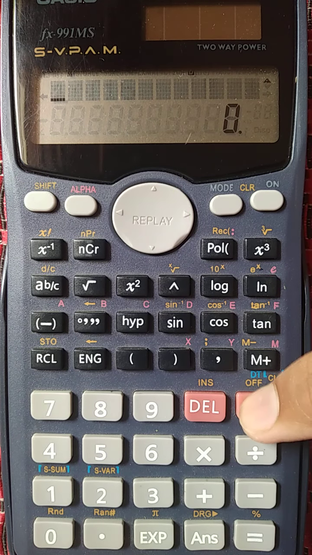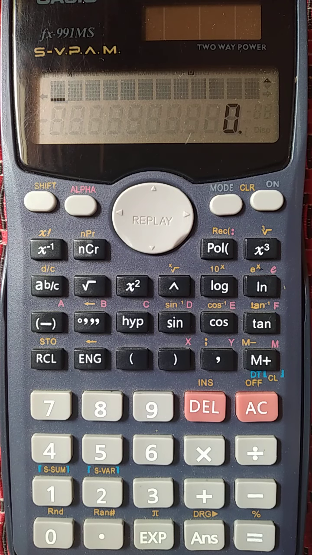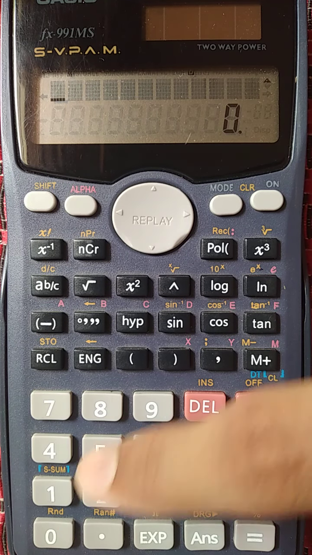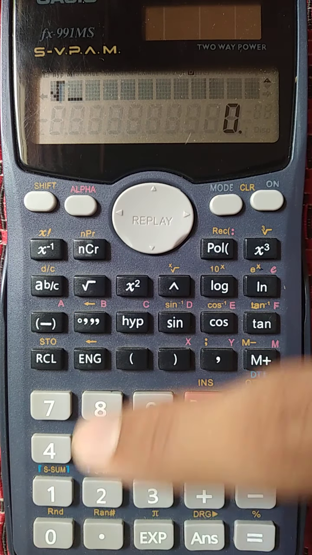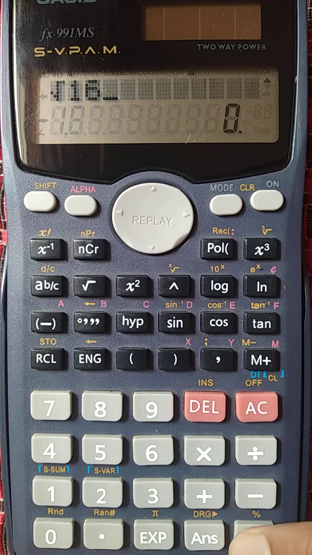Now suppose I want to find the square root of 16, so I will write this root, then 16, and then equal. There we go, we know that the root of 16 is 4. So this was all about using the roots function.